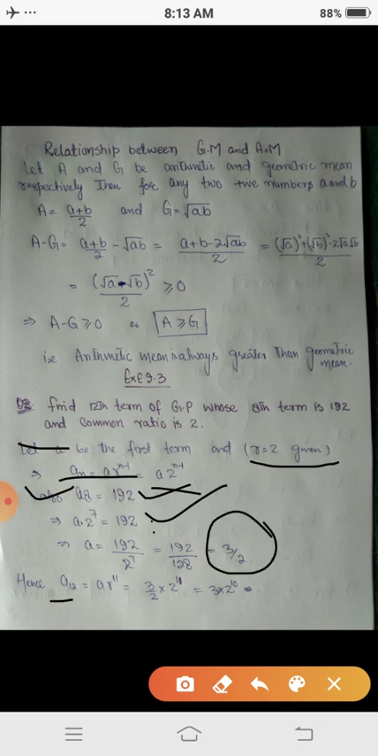Hence the 12th term is a into r raised power 11, that is 3 by 2 into 2 raised power 11, that is 3 into 2 raised power 10. So 3 into 2 raised power 10 is the required 12th term of the GP whose 8th term is 192 and common ratio is 2.